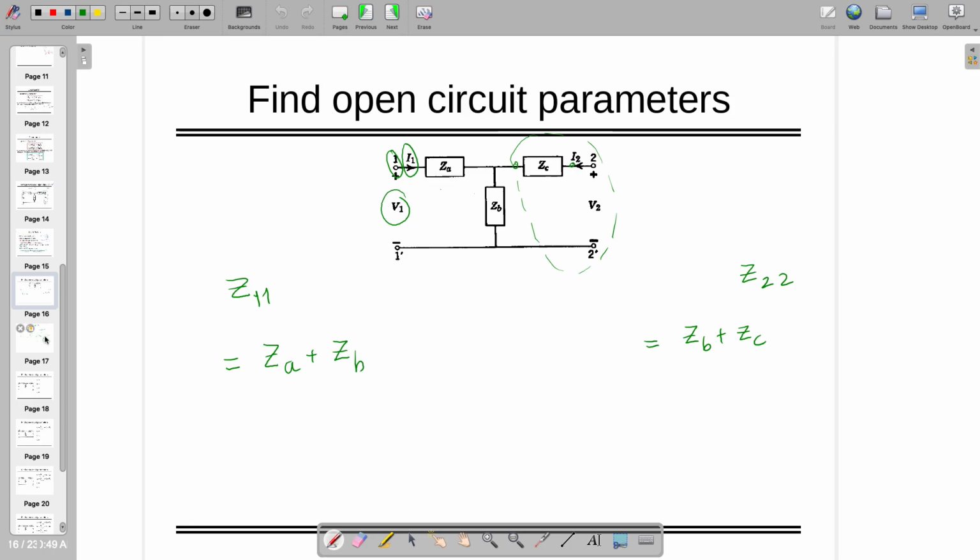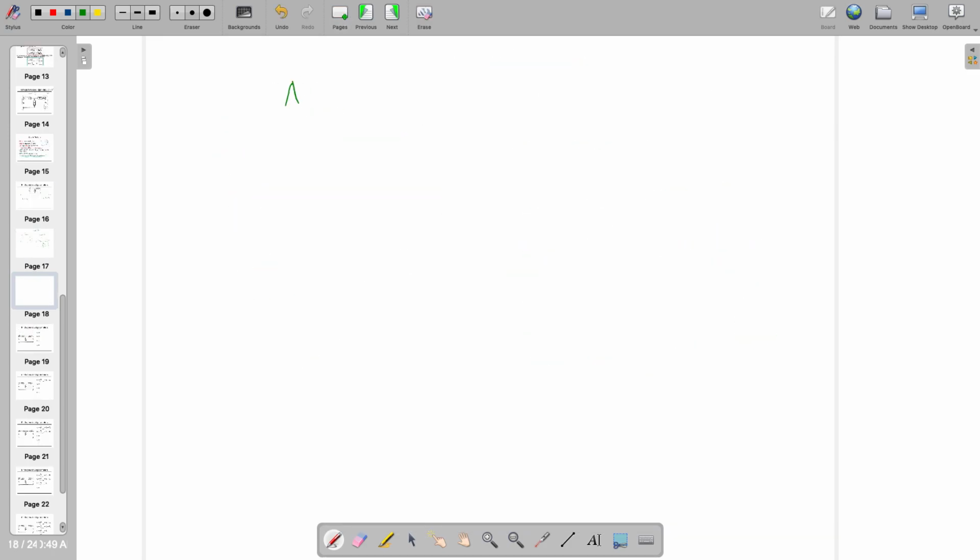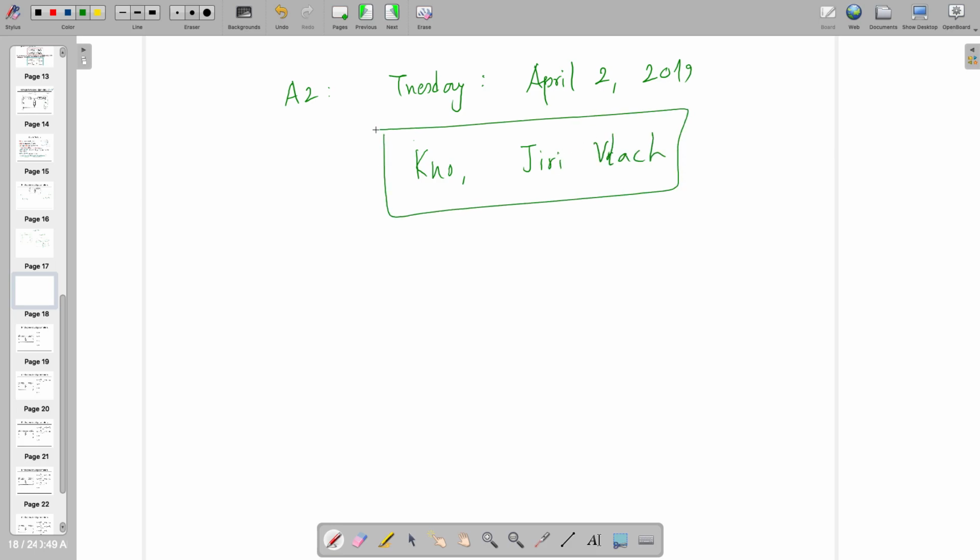And assignment number two's exam is on Tuesday, April 2, same place, same time. Please do not be late. Around 20-25 questions are given, copied from two books, Kuo and Ziri Black. Their solutions are also available online. So you people are intelligent enough to find them.